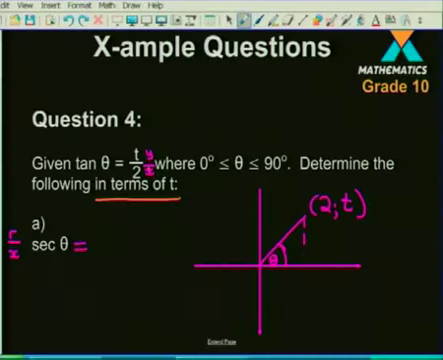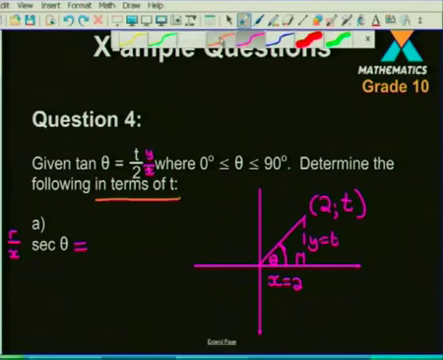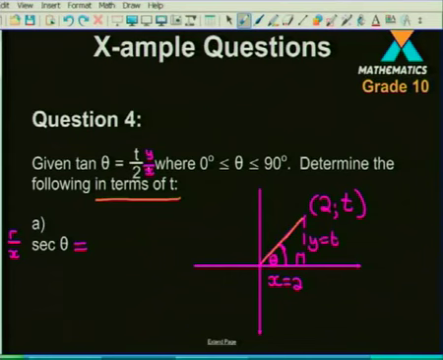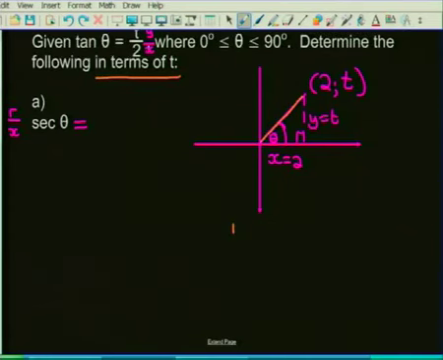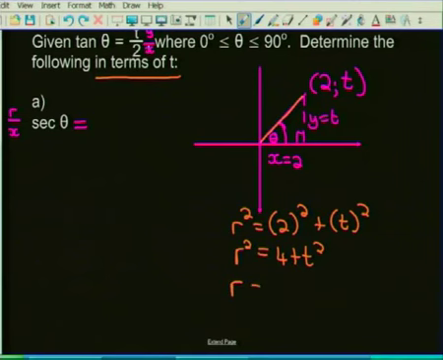Right, so let's have a look and sort this out. So we're going to drop down a perpendicular effectively. We're going to say our x is 2, our y is t. Let's find our radius, which is this guy here. So r squared is equal to x squared plus y squared, which is 4 plus t squared. Now, if that's so, remember what I said to you about a radius? A radius is never negative.